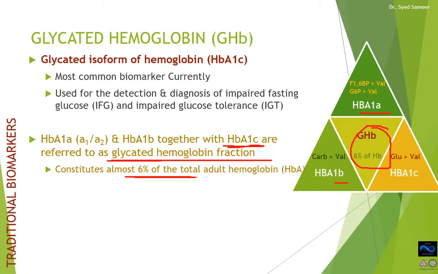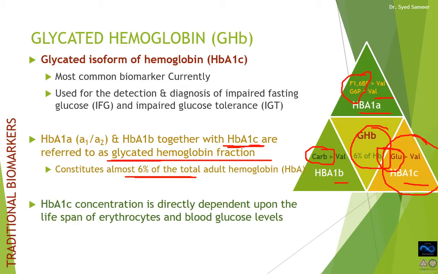HbA1a, 1b, and 1c differ in the type of glucose which is associated with the valine residue of the hemoglobin. For HbA1a type, it is fructose 1,6 bisphosphate. For 1b type, it is any carbohydrate. While as for the HbA1c, it is always glucose. Hence, this HbA1c fraction is utilized for the detection of the hyperglycemia and hence diabetes mellitus.